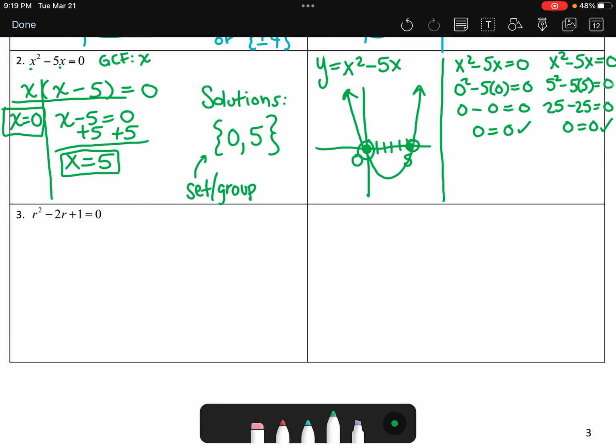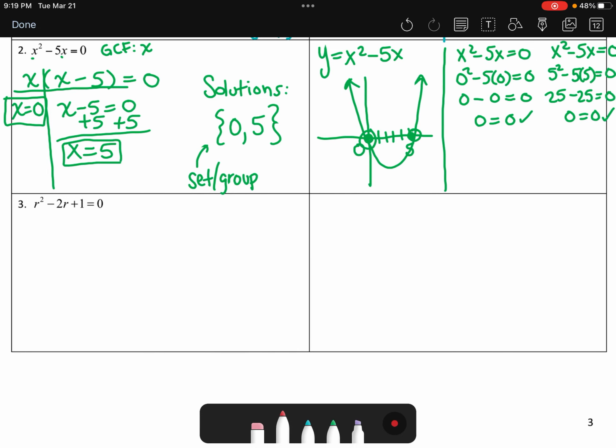All right, one last one, then I'll let you go. This one has no GCF. It's already equal to 0. I'm going to play my game. X game, what multiplies to a positive 1 adds to a negative 2. Only numbers that multiply to 1, 1 and 1. Since I need it to be negative, it's going to be negative 1 and negative 1.